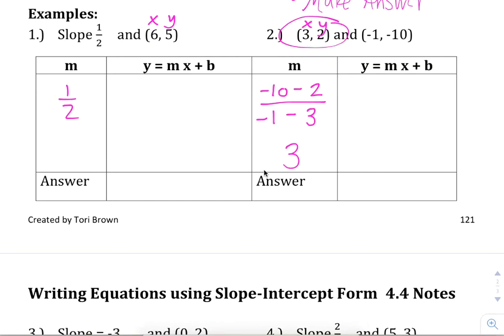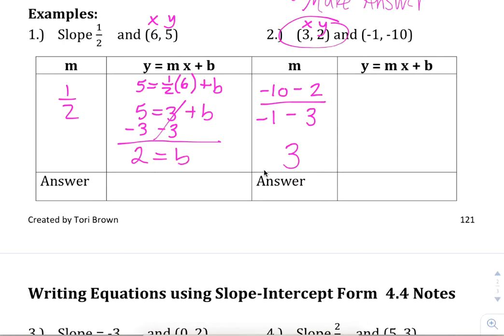Who's my y? 5. Who's my m? 1/2. Who's my x? 6. Make sure that you put that x in parentheses so that you know to multiply. Okay? I'm bringing down plus b because I don't know what that is. That's the whole point. I'm trying to find it. And then we move on. We're going to multiply and cancel. 1/2 of 6 is 3. We're going to cancel off the 3. It's positive, so we subtract it. And that leaves me with 2. So I'm going to take my m and my b and write my answer. 1/2 x plus 2. Okay.